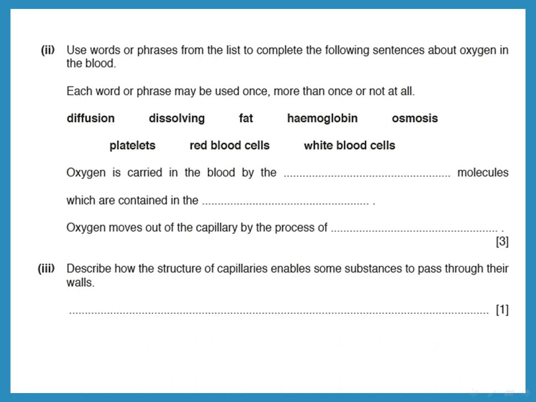Use words or phrases from the list to complete the following sentences about oxygen in the blood. So he's saying oxygen is carried in the blood by the what molecules? We said what attaches to oxygen? Hemoglobin molecules, which are contained in the red blood cells. And then the oxygen moves out of the capillary by the process of, remember, diffusion.